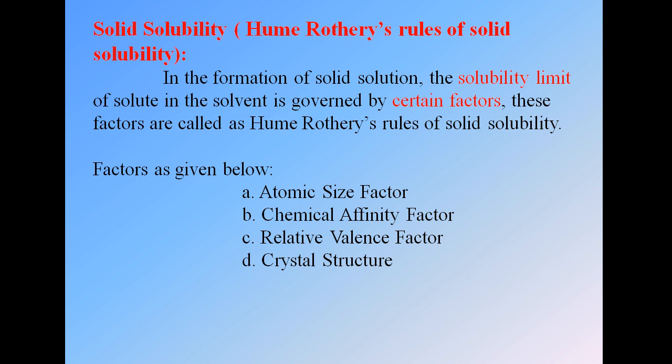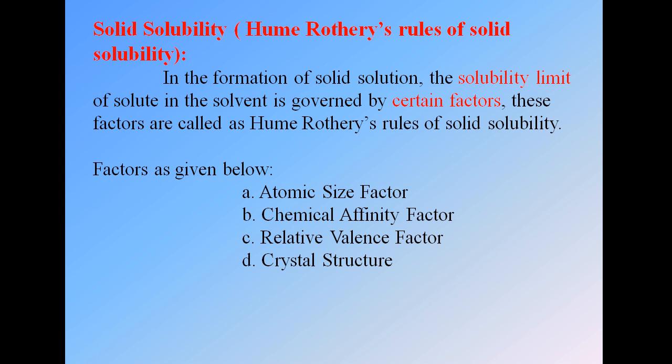See, in the formation of solid solution, the solubility limit of solute in the solvent is governed by some factors. Which are those? Below we have 4 factors: first one, atomic size factor; second, chemical affinity factor; third, relative valency factor; and fourth, crystal structure. Means in a solid solution which has solute and solvent, how much of the solute will be dissolved or will replace the sites of solvent can be governed by some factors.